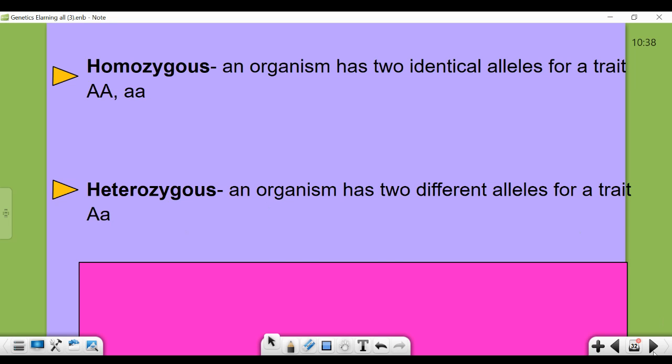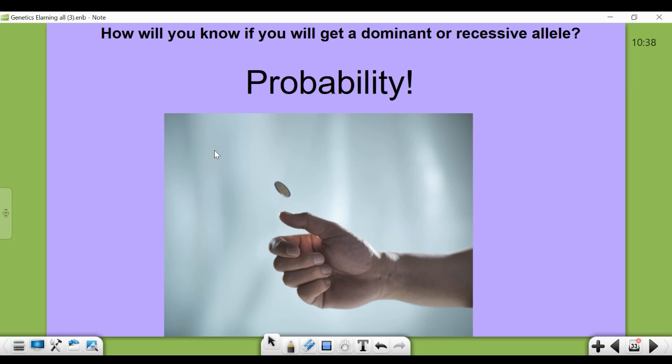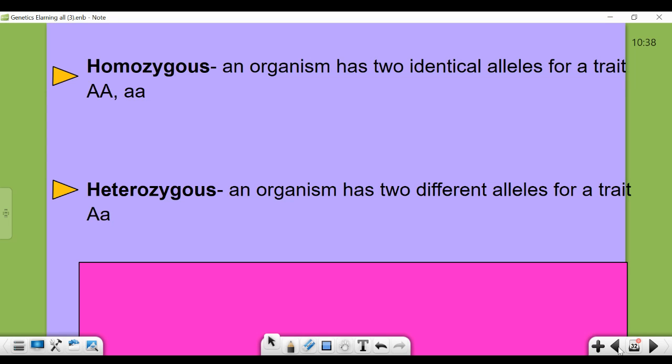So in the next little bit during the week, we'll start talking about probability and how can we predict what we're actually going to get. But we're not quite there yet. So make sure you have these terms written down, rewatch the videos if you need to. Your assignment based on this will be practicing dominant and recessive, identifying those, and then determining whether something is homozygous or heterozygous. So look for that practice. And please reach out to your teacher if you have any questions.